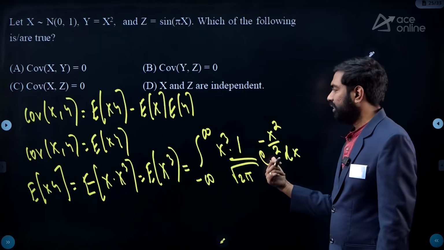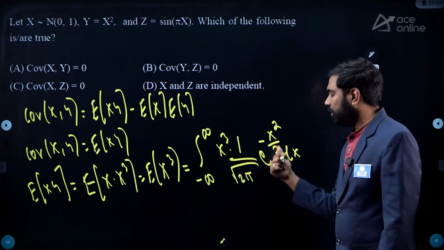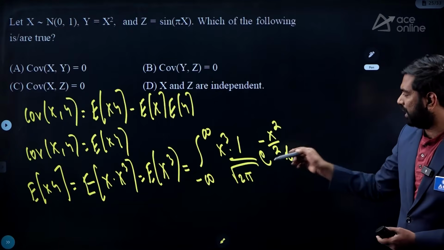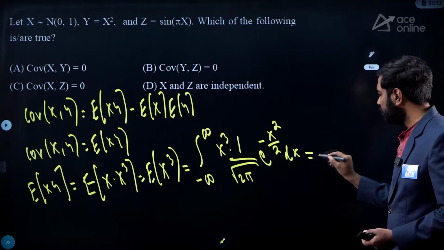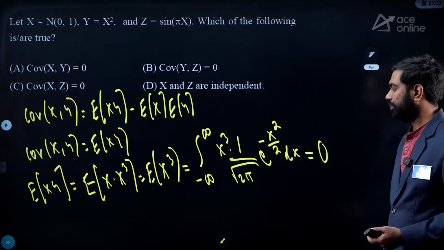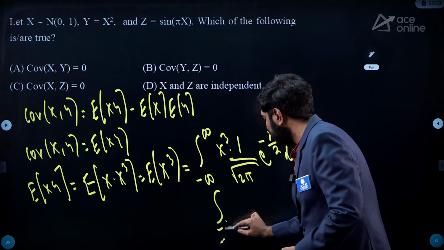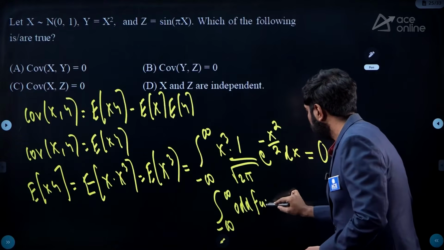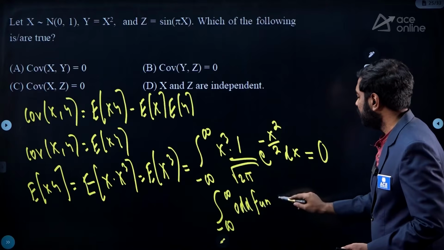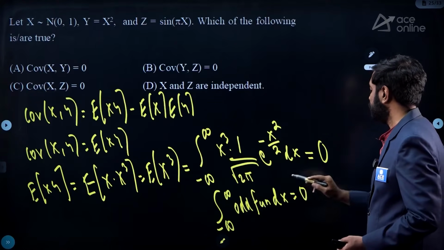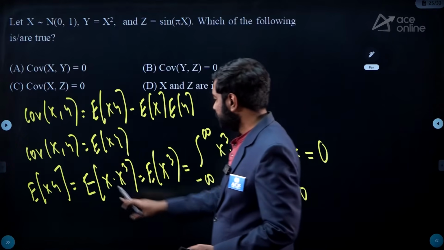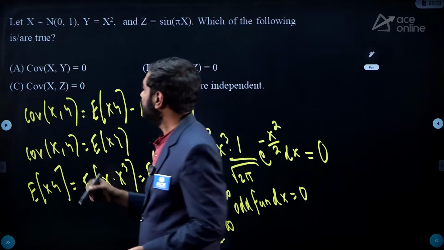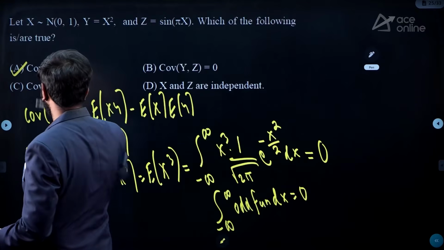This is odd, this is even. Odd into even will produce an odd function, and integrating an odd function from minus infinity to infinity will give you the answer as 0. So what's the logic? Integrating an odd function within minus infinity to infinity limits will give you 0. So if expectation of XY is 0, then the covariance is also 0. Yes, option A is true.